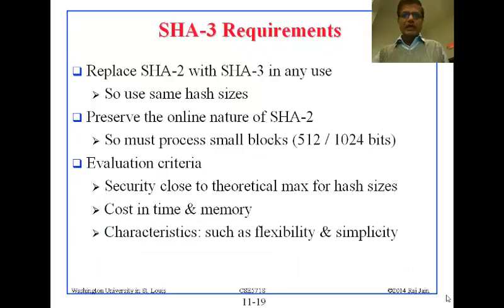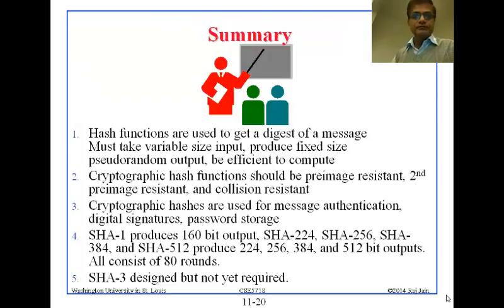Those of you who have to do any development can go to NIST and get the documentation and implement it. But right now, SHA-1 is what is used mostly. So that brings us to the end of this hashing material. And the key summary points are 5 points.